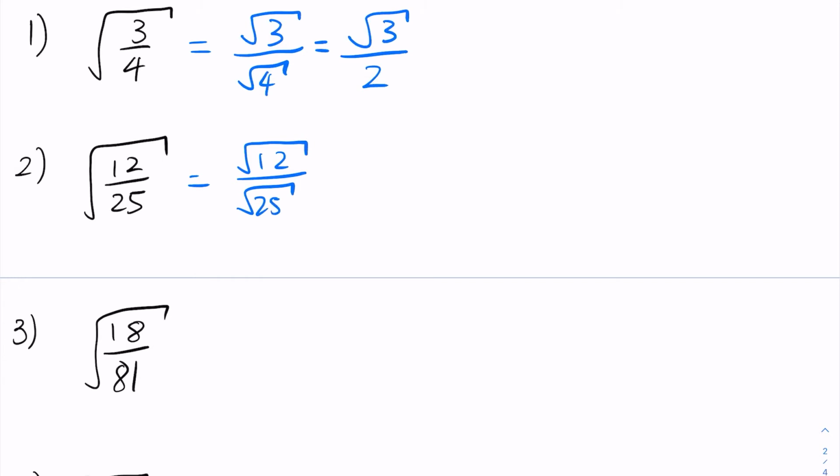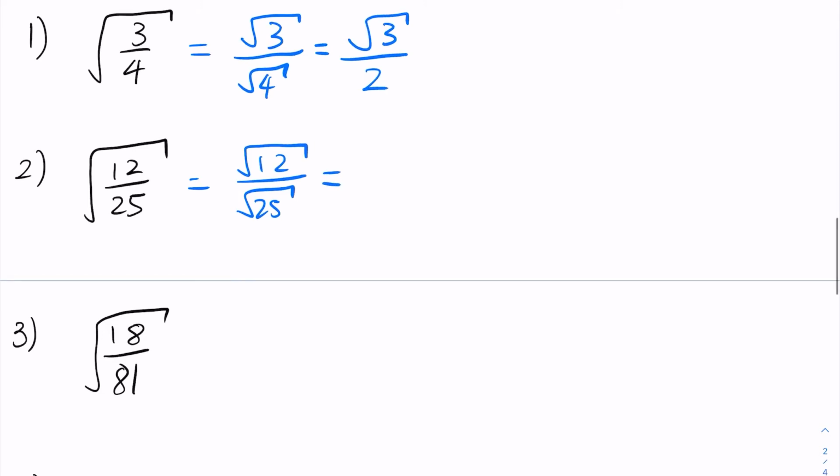Now, the square root of 12, I've got a suspicion we are going to be able to break that down. So we'll focus on that in a second. And the square root of 25 is just 5. So it's going to be something over 5.